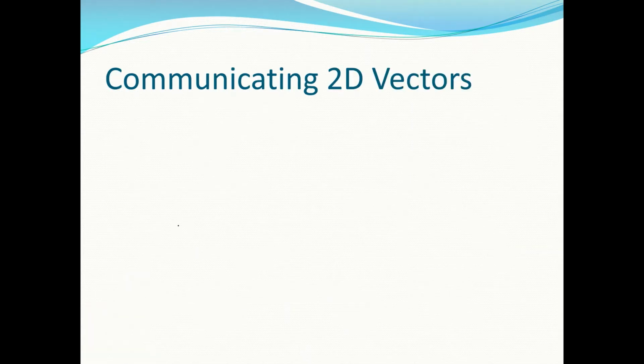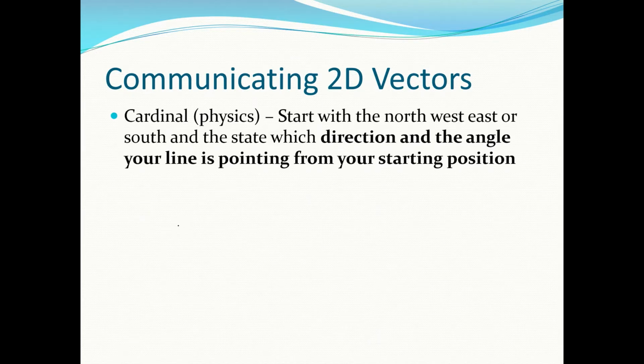So what we need to know is how to communicate 2D vectors. There's 3 different ways that we're going to learn. The first way is cardinal, or sometimes I call it the physics way. Start with north, west, east, or south, and then state the direction and the angle your line is pointing from that starting position, which doesn't make a lot of sense, but when I do some examples, you'll be like, oh, okay, that's what's going on.